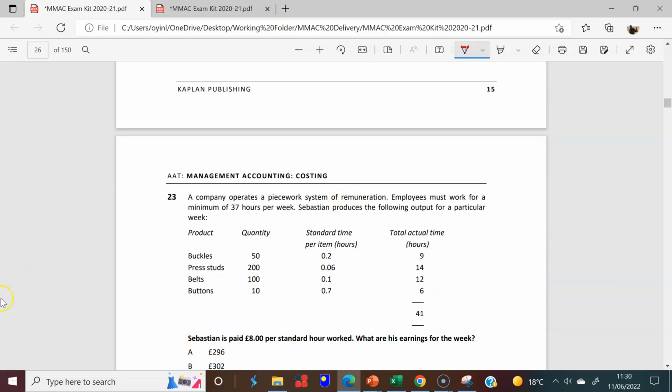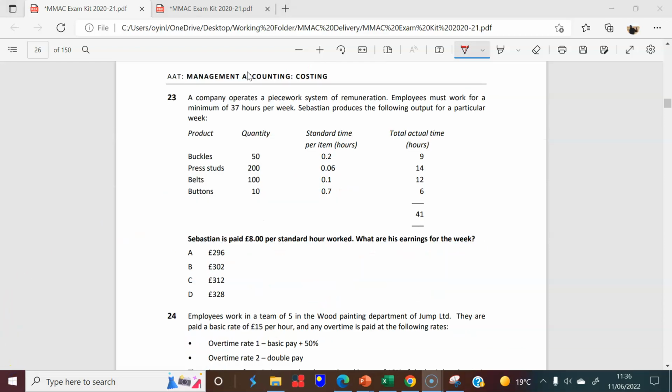So next, we'll do 23. It says here that this man has to work a minimum of 37 hours a week, and he is paid £8 per standard hour worked. He's paid per standard hour worked. So the question is, what are the standard hours that he's worked?